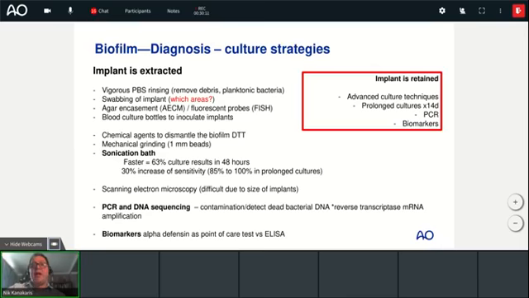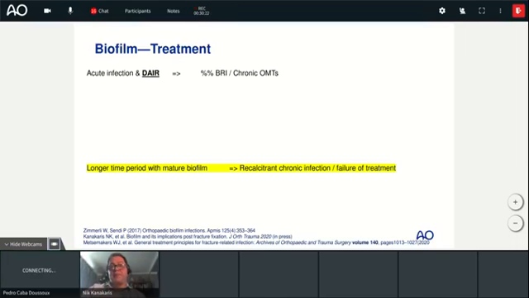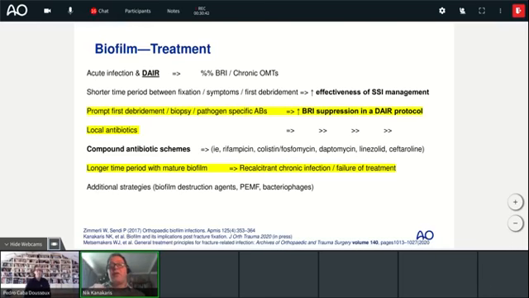Now, to treat the biofilm, first of all, we need to understand that when we have an acute infection around an implant and we retain the implant, we should always expect that biofilm will be created. So a shorter time from the infection, to diagnosis, to the symptoms, to our first debridement, which needs to be quite thorough even if we retain the implant, makes the suppression of infection effective most of the time. If not, then we have problems, and of course, local antibiotics and additional strategies as appropriate.